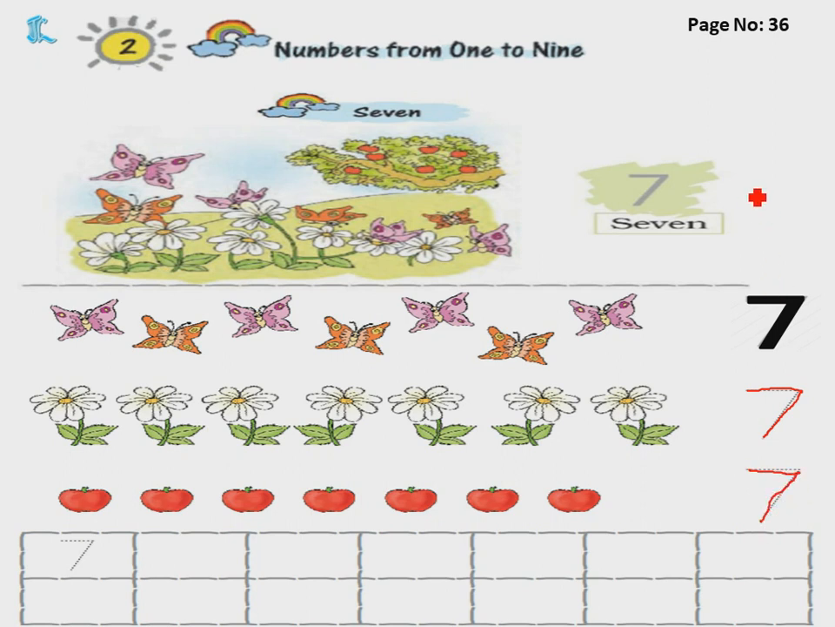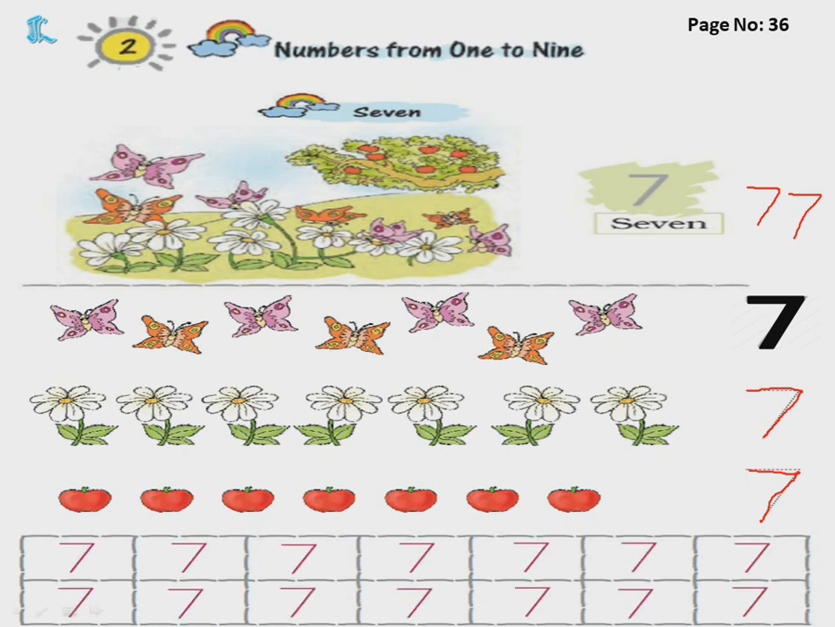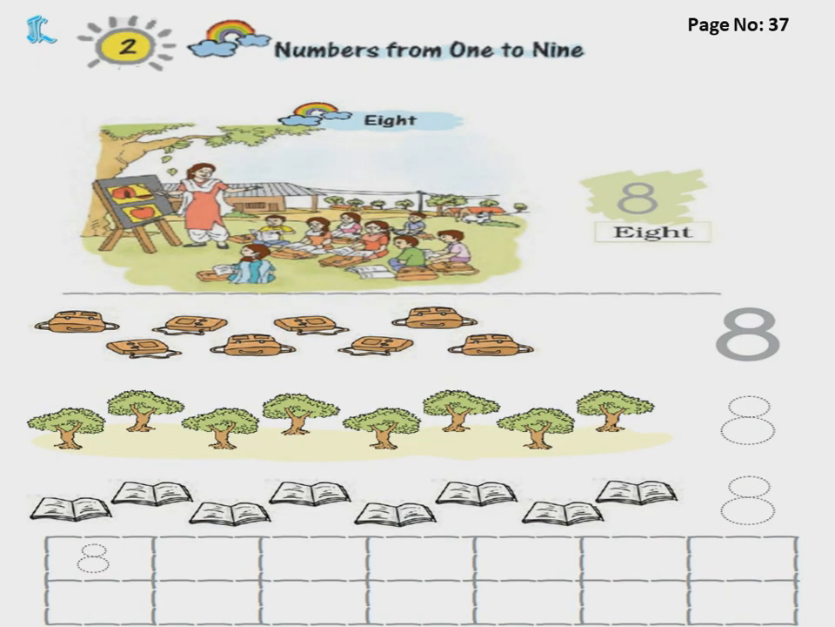Okay children, understood, all right? A sleeping line, then slanting line, sleeping line, then slanting line. Like this you will complete all these boxes. Along with that you will say the number name, S-E-V-E-N, 7. Next, page number 37.